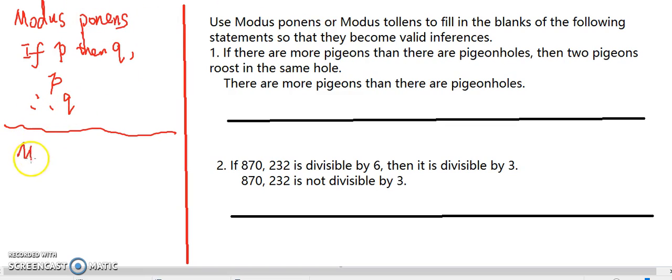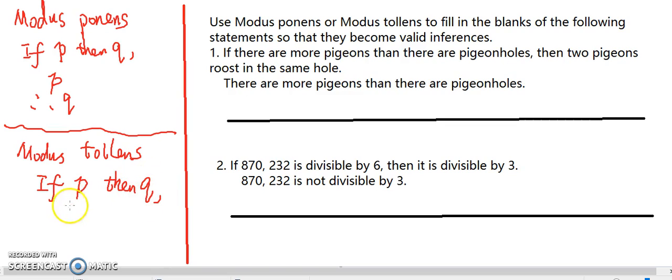And Modus Tollens, the Latin meaning is method of denying. It's a method of denying, so the conclusion is a denial. So let's write down the argument form. If P then Q, not Q, therefore not P. So the conclusion not P is a denial of the premise.